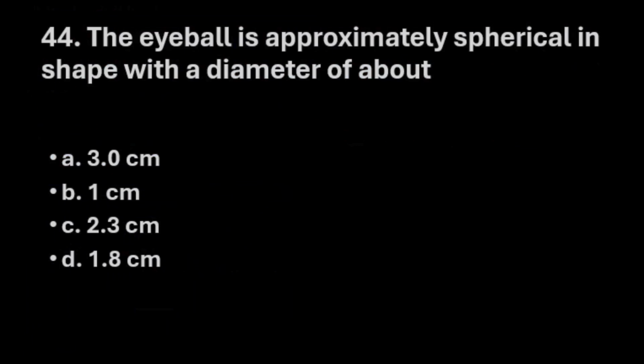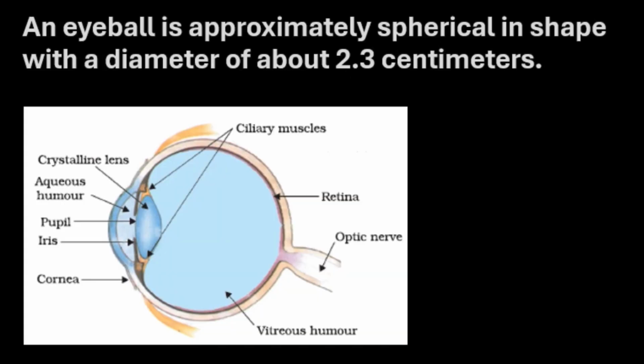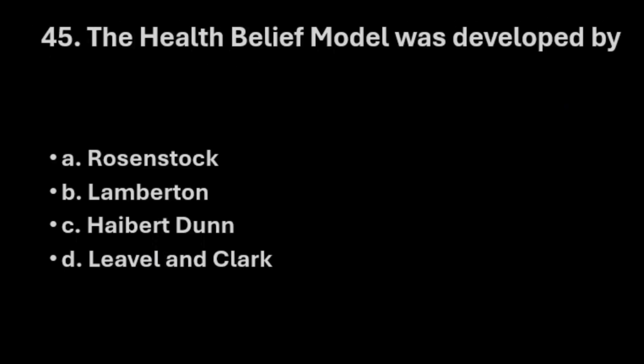Next question. The eyeball is approximately spherical in shape with the diameter of about option A, 3.0 cm, option B, 1 cm, option C, 2.3 cm and option D, 1.8 cm. Let us see the right answer. The right option is 2.3 cm. Let us see the diagram. An eyeball is approximately spherical in shape and with a diameter of about 2.3 centimeters.